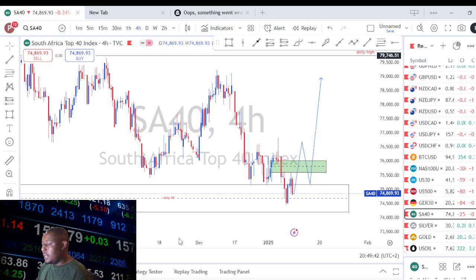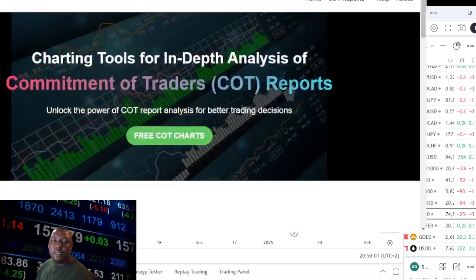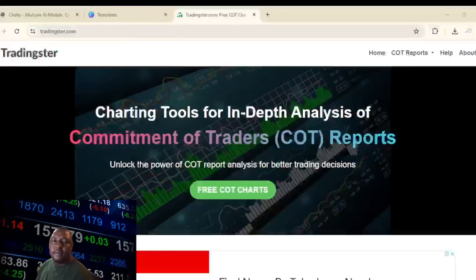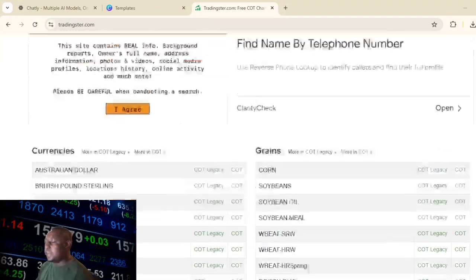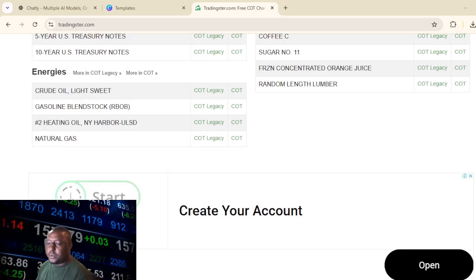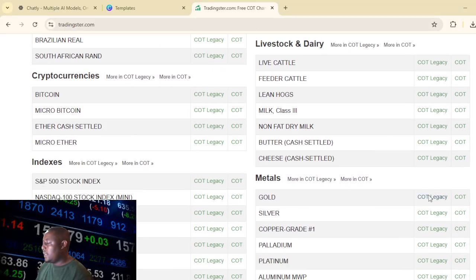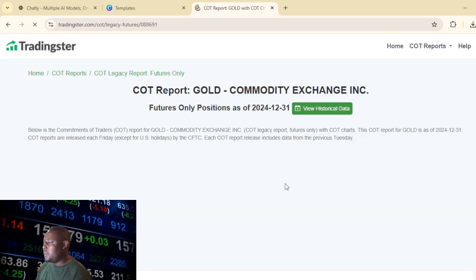And the final thing that I wanted to look at was the COT report. Shout out to TradingStar for the COT reports that it updates us with. For the COT report, I'm just going to look at gold, just going to look at what the big players are doing with gold.